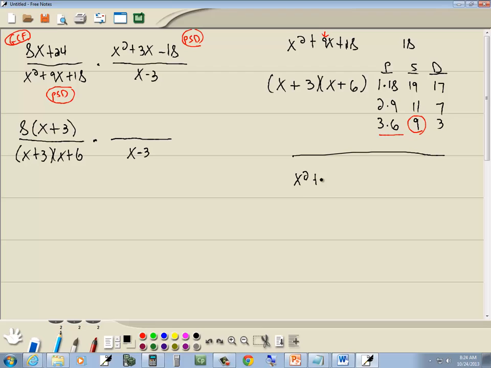Let's look at the top part. We've got x squared plus 3x minus 18. PSD, we again take a look at the number at the end. It's 18 again, isn't it? I'll write the table down again, the same one we had up above. We've got 1 times 18, 2 times 9, 3 times 6. Add them, subtract them. Now, the number we're looking for is the number in our middle term, which in this problem is a 3, right here, which means I use 3 and 6 again.